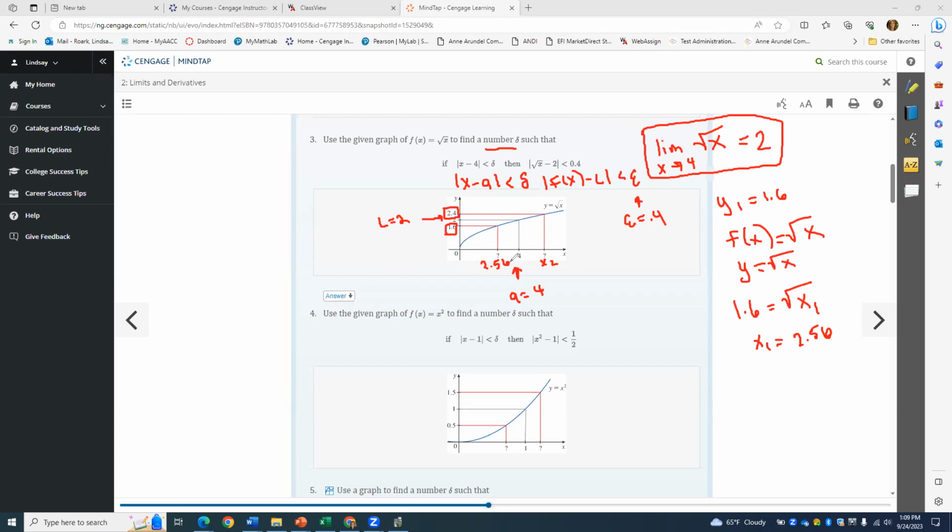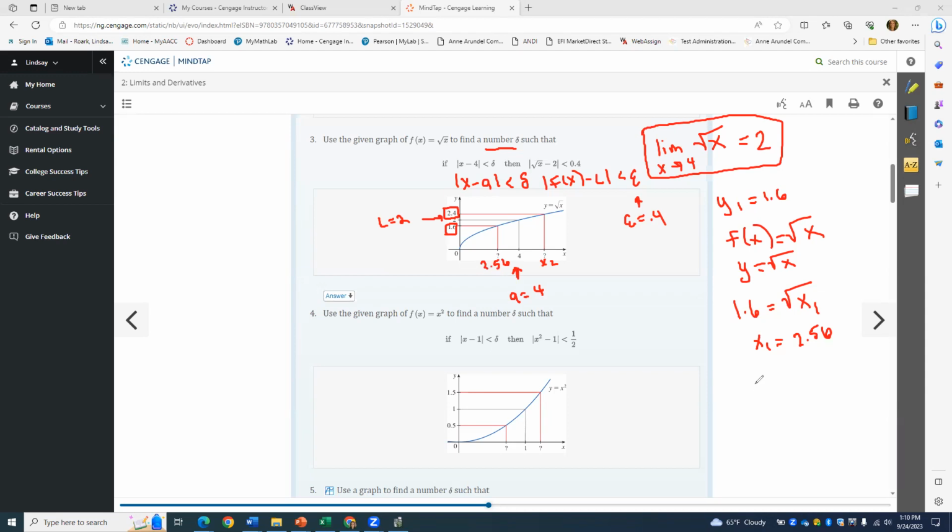And 1.6 was just taking epsilon of 0.4 and saying 2 minus 0.4. So I'm always going to get two y values out. If I know the limit and I know the epsilon, I can get out the two corresponding x values. Okay, so I have to do this again for the upper limit, 2.4, which is y2. Which again was just 2 plus epsilon 0.4, 2.4. Okay, so I'm going to do this again.